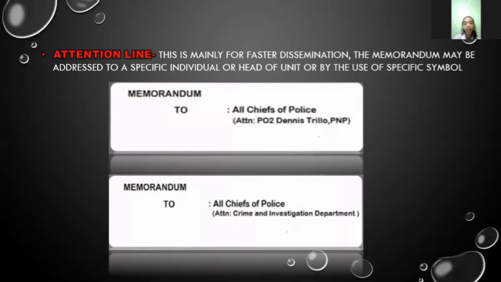Attention line. This is mainly for faster dissemination. The memorandum may be addressed to a specific individual or head of unit or by the use of a specific symbol. Yung attention, dun mo siya yung kung kanino mo ibibigay yung letter na ginawa mo.